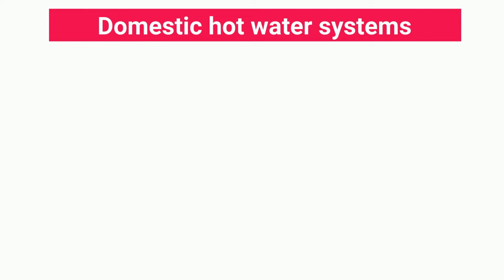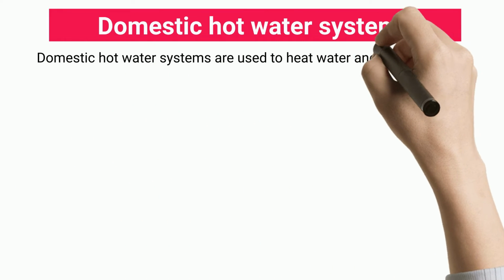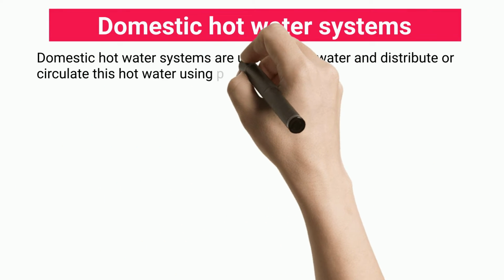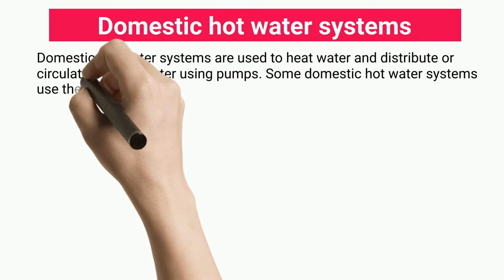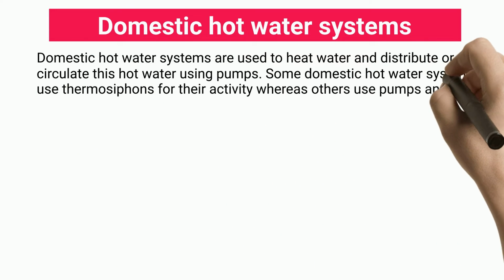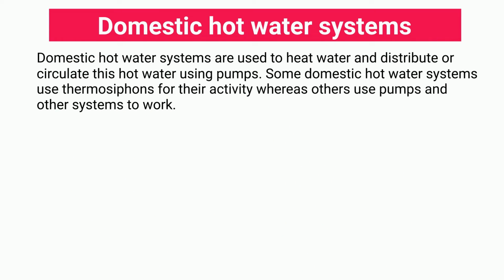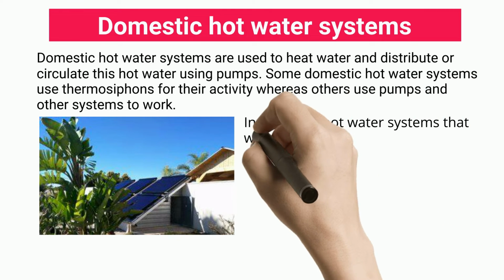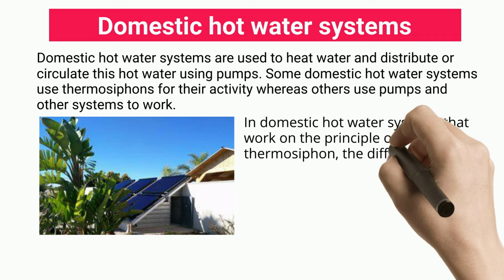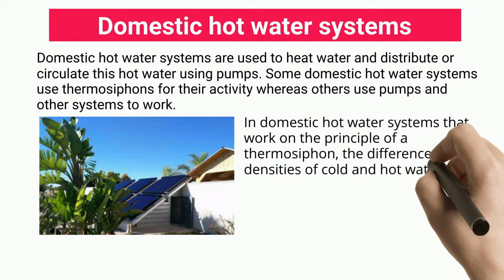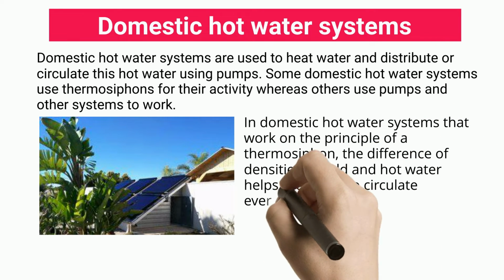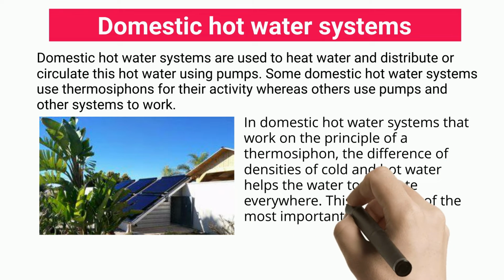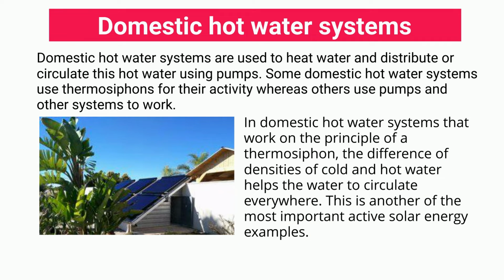Domestic hot water systems. Domestic hot water systems are used to heat water and distribute or circulate this hot water using pumps. Some domestic hot water systems use thermosiphons for their activity, whereas others use pumps and other systems to work. In domestic hot water systems that work on the principle of a thermosiphon, the difference of densities of cold and hot water helps the water to circulate everywhere. This is another of the most important active solar energy examples.